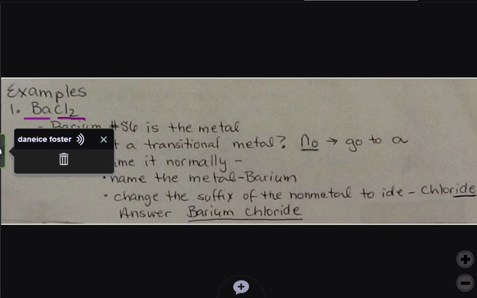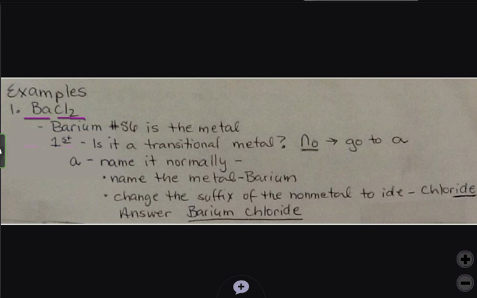BaCl2. Barium, we first find the metal, which is barium. It will be listed first. The atomic number is number 56, and this is our metal. So the first thing that we do, we find out, is it a transitional metal?